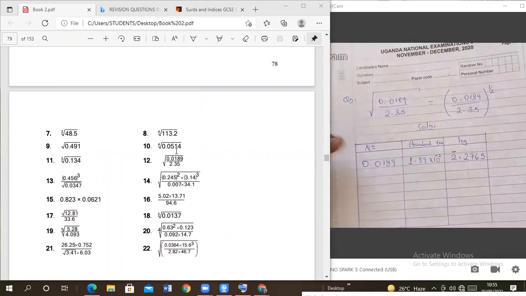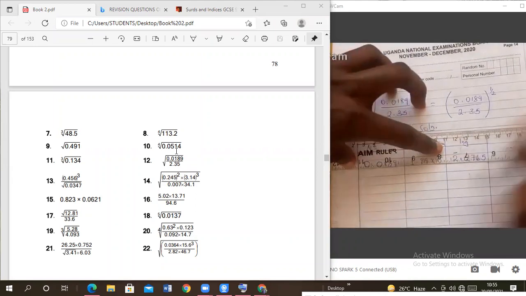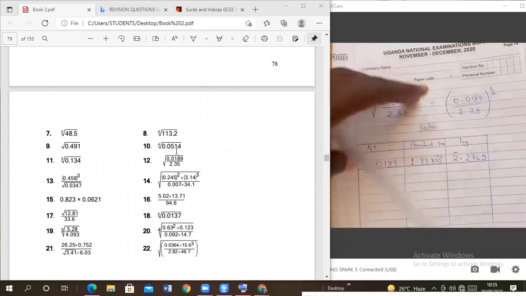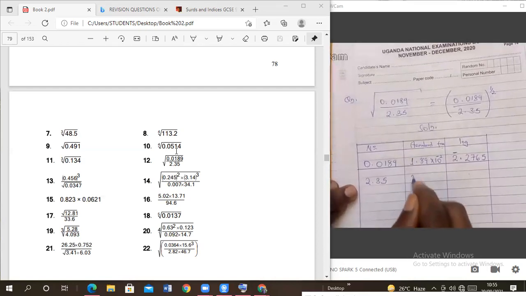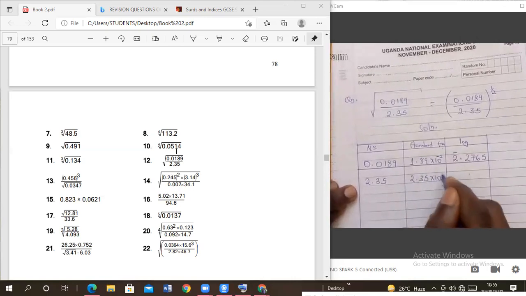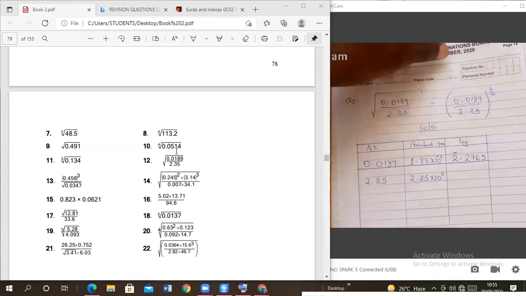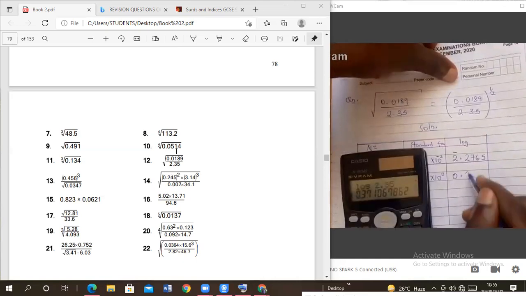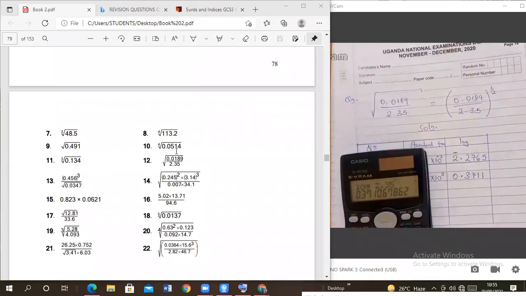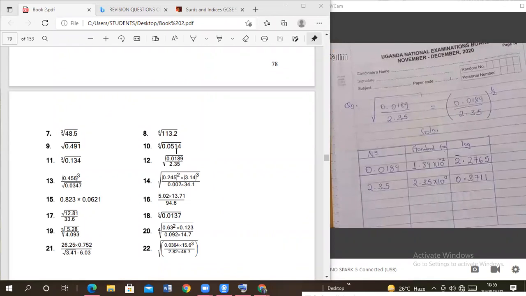Then we go to the next number. Let's close this because we have only one number in the denominator. In the denominator we have 2.35. This one in standard form is going to be 2.35 times 10 to the power what? To the power 0. So what is the log of 2.35? We get 0.3711. Yes. Is there another number there? No.